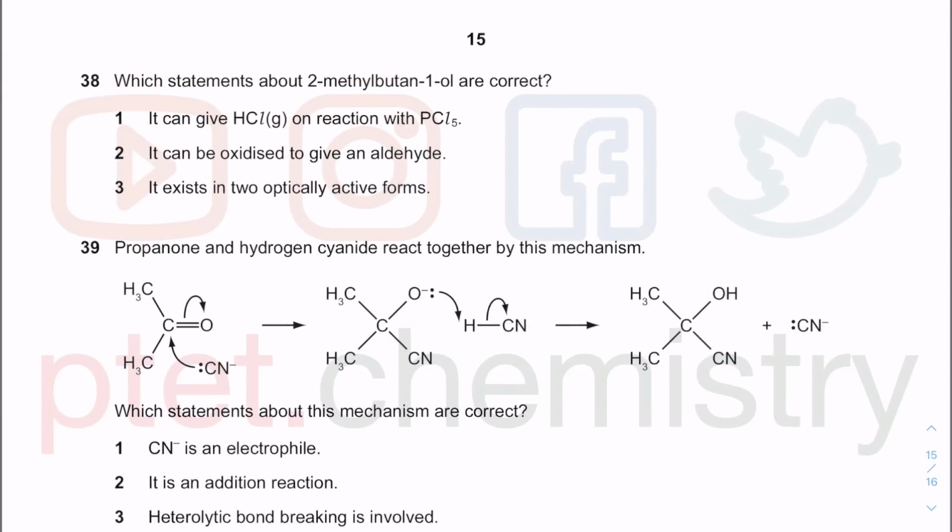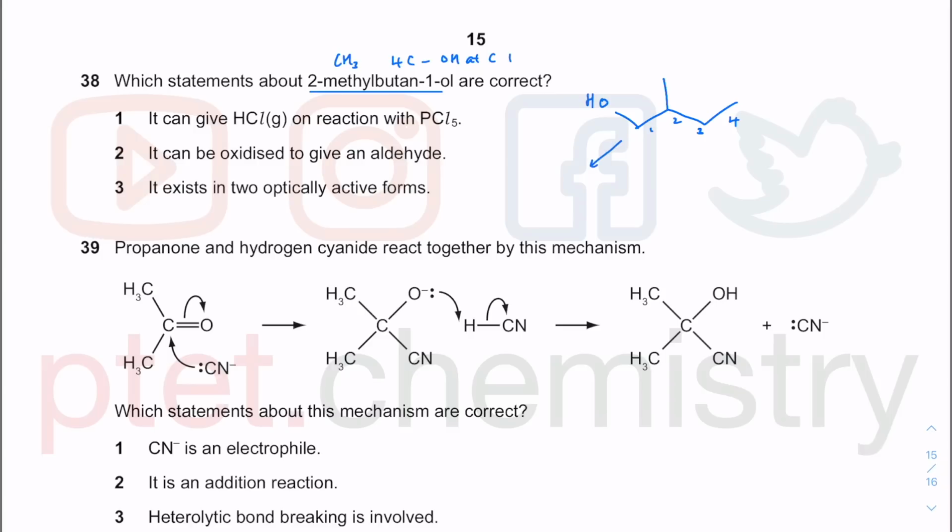Question 38, which statements about 2-methyl butan-1-ol. So start from these 4 carbons and then the OH at carbon 1. So draw 4 carbons, 1, 2, 3, and 4, or the other way around, and I add in the OH. I have a methyl, which is a CH3 at carbon 2, so draw a branch CH3 there. So 2-methyl butan-1-ol. So which one is correct?